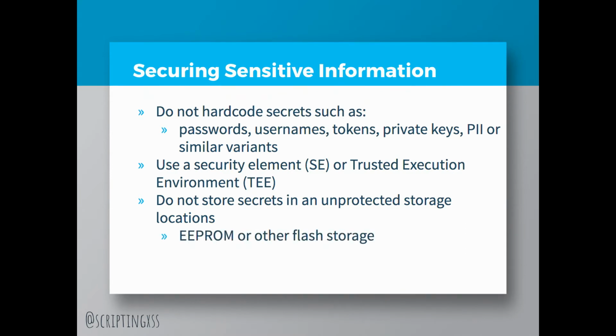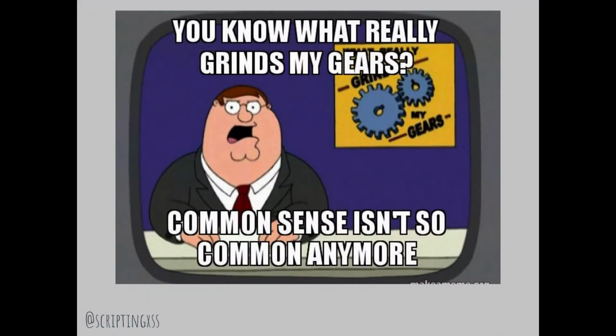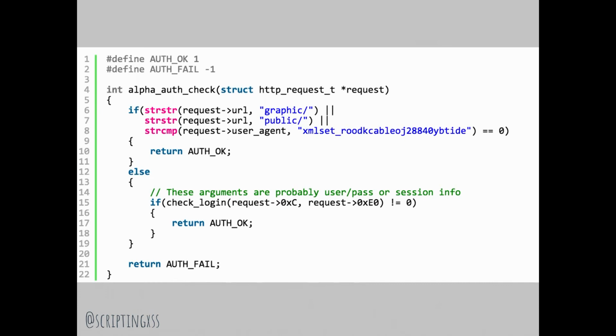You don't want to store these secrets in unprotected storage like flash or EEPROM, where they can be taken off the chip and the contents just read, for example. Or I've even seen developers store sensitive information in a different partition of the firmware in memory, which again can still be pulled off. Which seems like common sense, but again, not really.